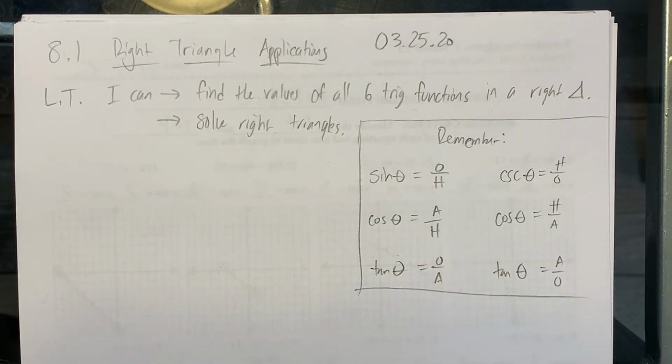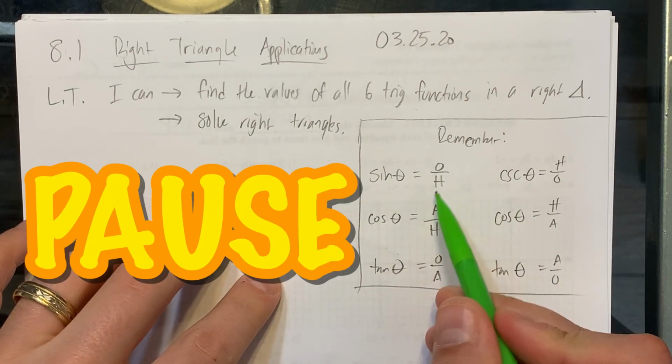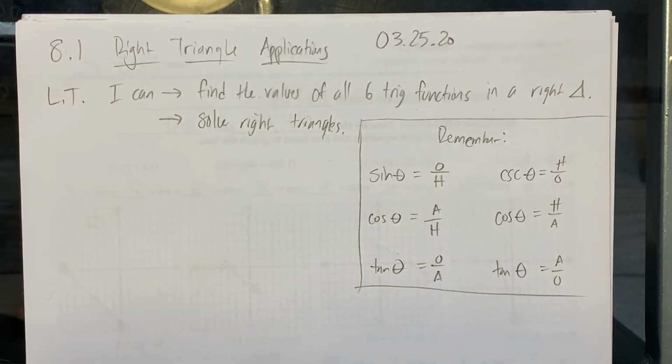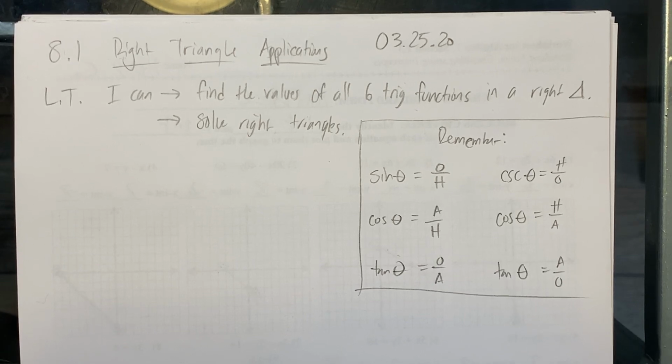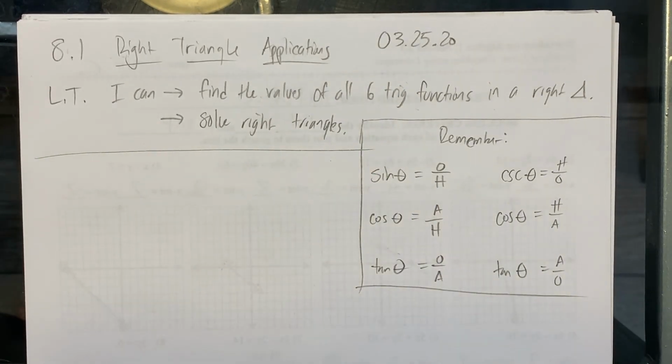I just wanted to give you the 6 trig functions in basic form. So sine is opposite over hypotenuse, cosine is adjacent over hypotenuse, and so on. A fair warning, your book does call these sides A, B, C, where C is the hypotenuse and A and B are your legs, but it virtually is the identical version of what I have here.